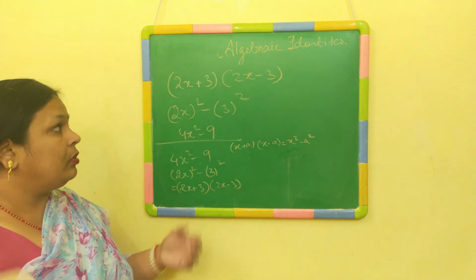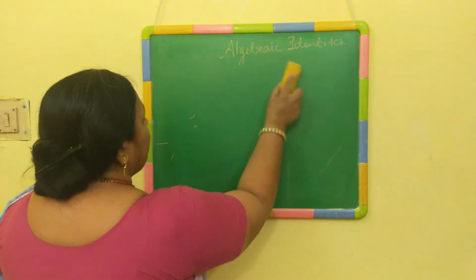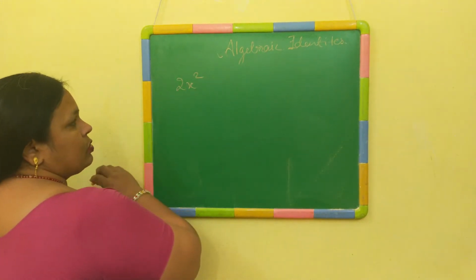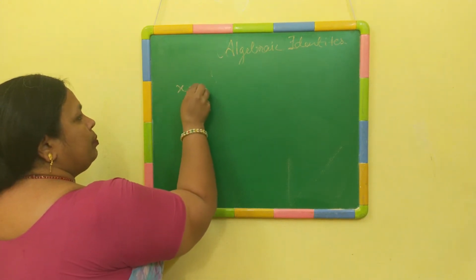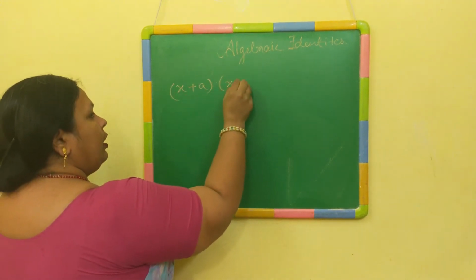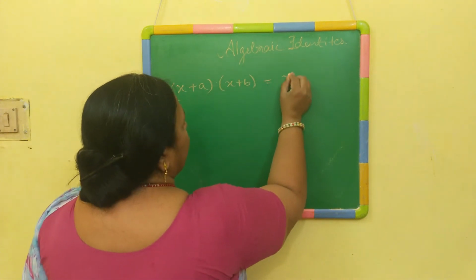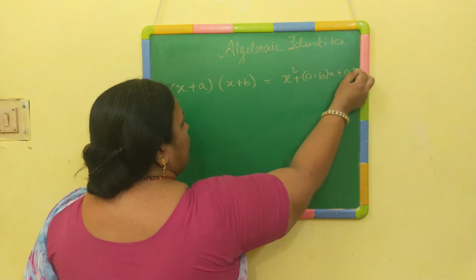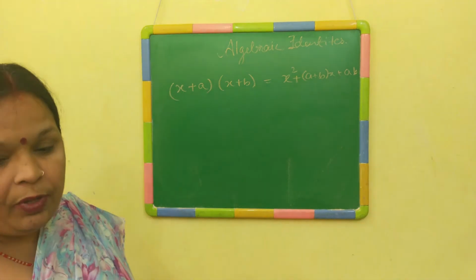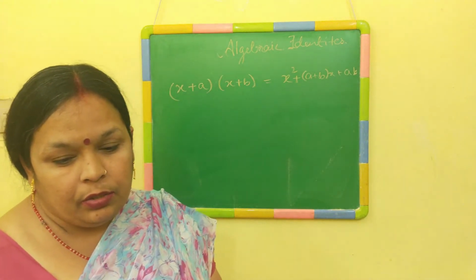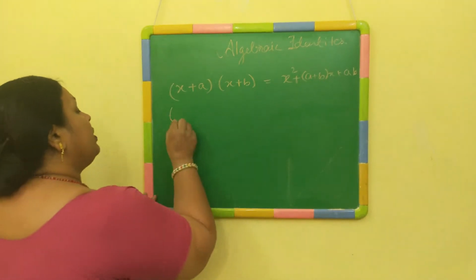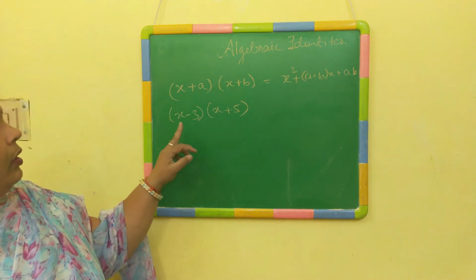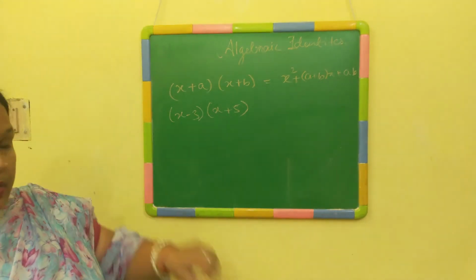Now let's see the fourth application. We were talking about (x plus a) and (x plus b), which lead to x square plus (a plus b)x plus a into b. For this, we will be taking the example as (x minus 3) and (x plus 5). Clear? (x minus 3) and (x plus 5).